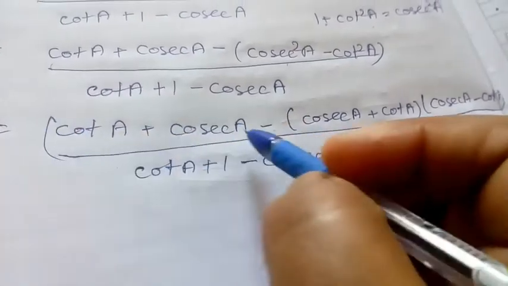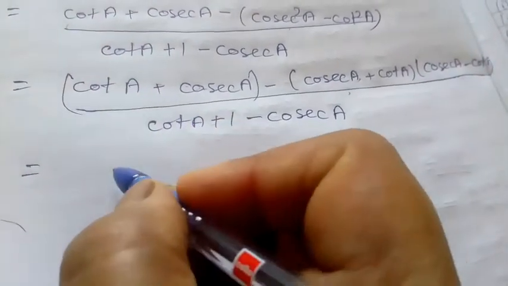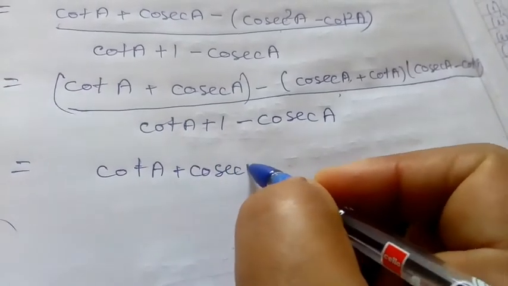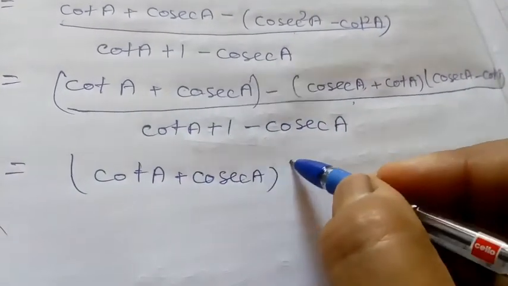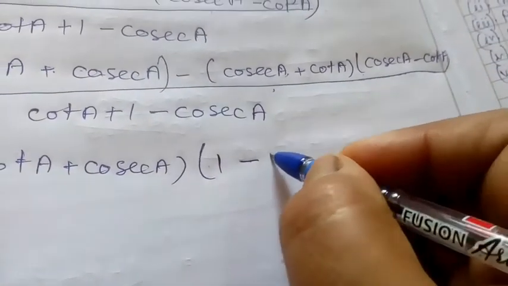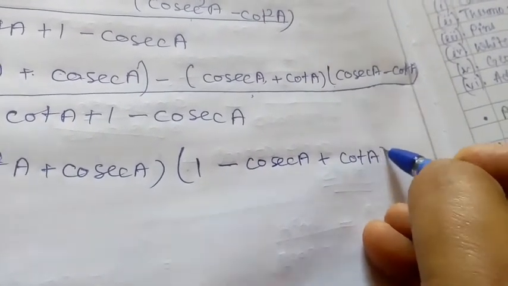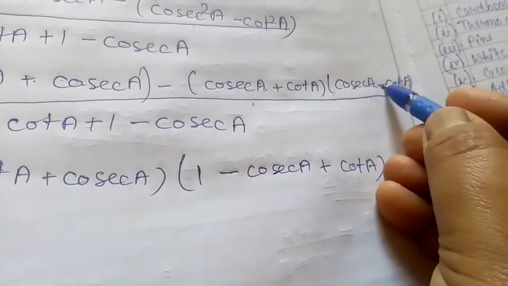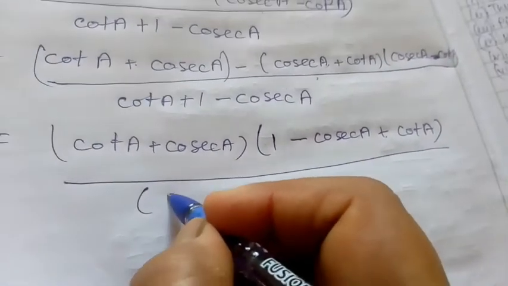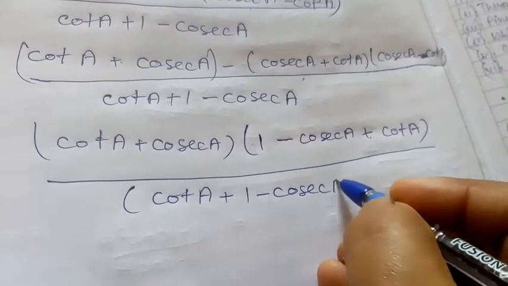Cot A plus cosec A taking common. Taking common means cot A plus cosec A is common. By taking common, here we get 1 minus cosec A plus cot A. Here there is a minus, taking minus common, this will change into plus. And the denominator remains the same: cot A plus 1 minus cosec A.